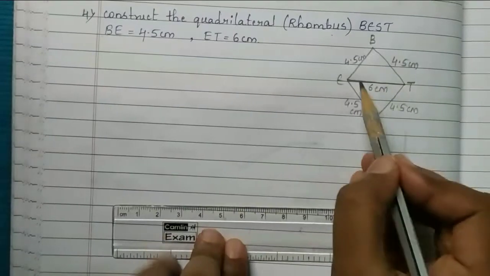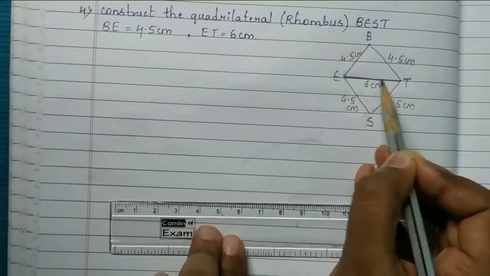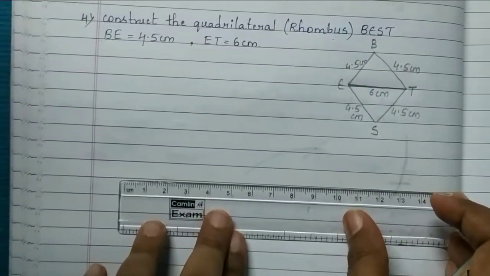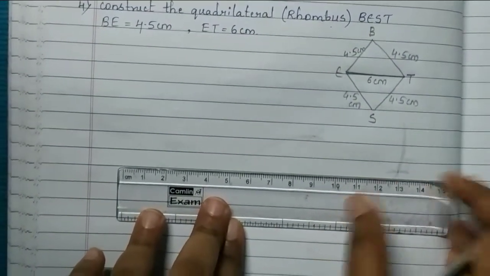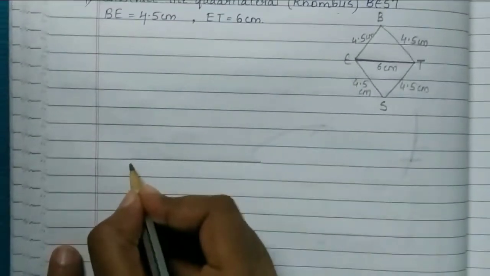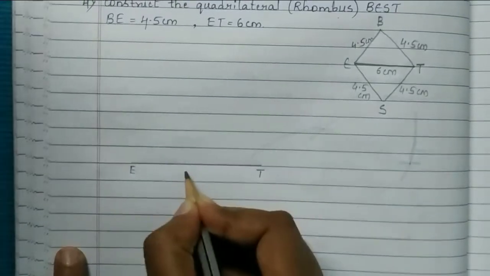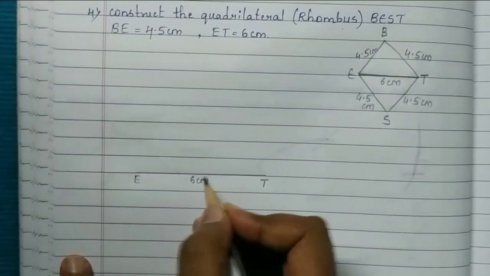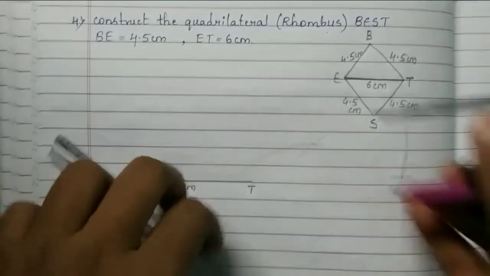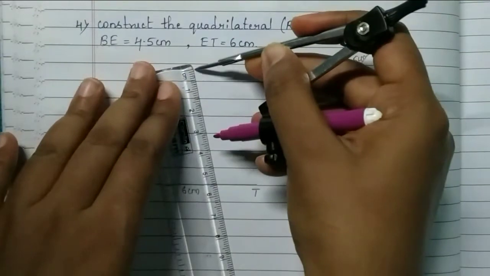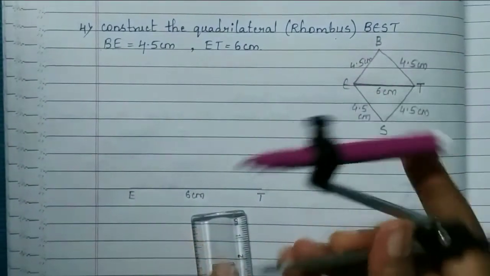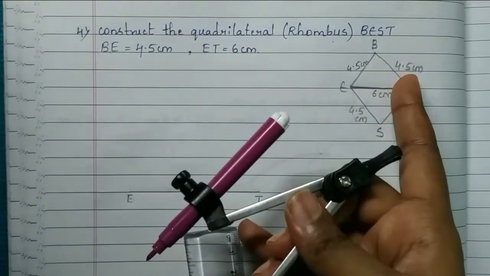The basic thing we have to do here, first, is our 6 centimeter. As the diagram is in the diamond shape, first we have to take 6 centimeter, our ET, that is 6 centimeter. Okay, so our ET, that is 6 centimeter, we have taken. The next part is we have to take a length of 4.5 centimeter. Okay, 4.5 centimeter here. So you can see here both the sides have 4.5 centimeter.